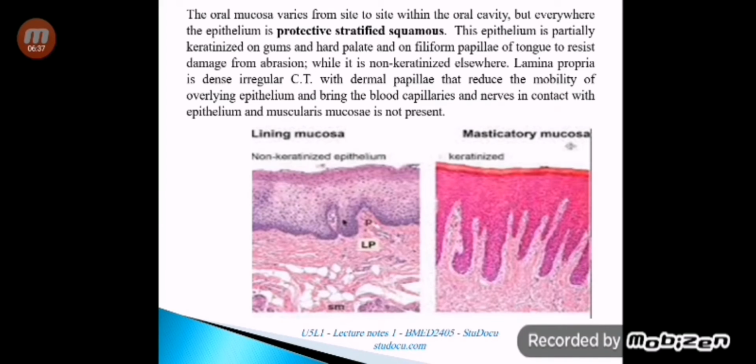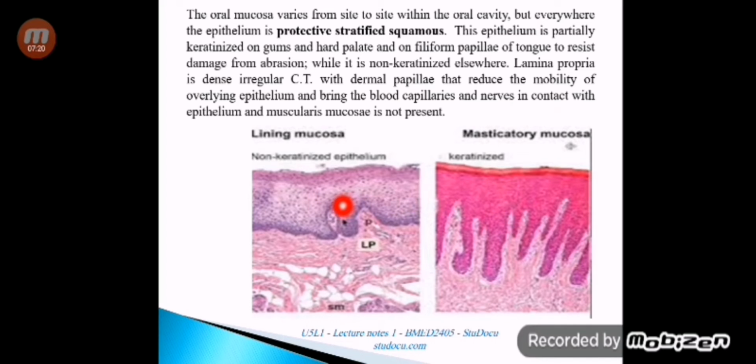The oral mucosa varies from side to side within the oral cavity, but everywhere the epithelium is a protective stratified squamous epithelium. This epithelium is partially keratinized on the gums, hard palate, and on the filiform papillae of the tongue in order to resist damage from abrasion. This slide shows the lining epithelium, which is non-keratinized stratified squamous epithelium, the main lining epithelium of all the mucosa of the oral cavity, except in certain regions where it becomes keratinized, as we said, on the gums, hard palate, and filiform papillae.